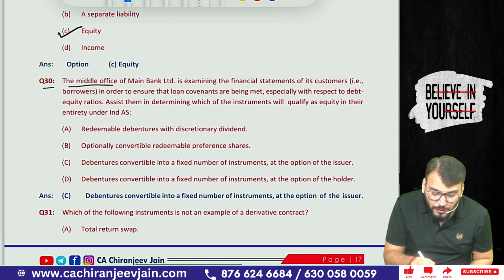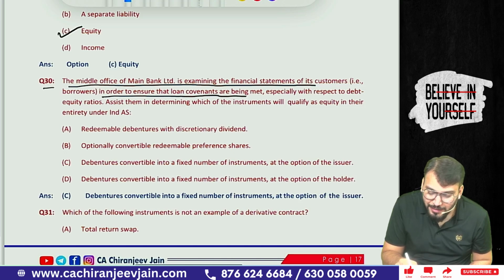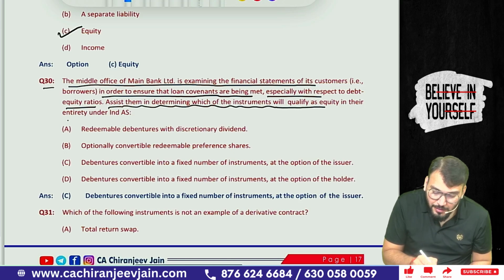Question 30. The middle office of Main Bank Limited is examining the financial statements of its customer in order to ensure the loan covenants are being met, especially with respect to the debt equity ratio. Assist them in determining which of the instruments will qualify as equity in its entirety.